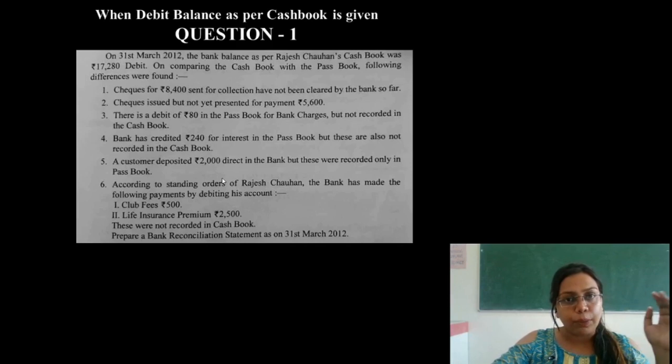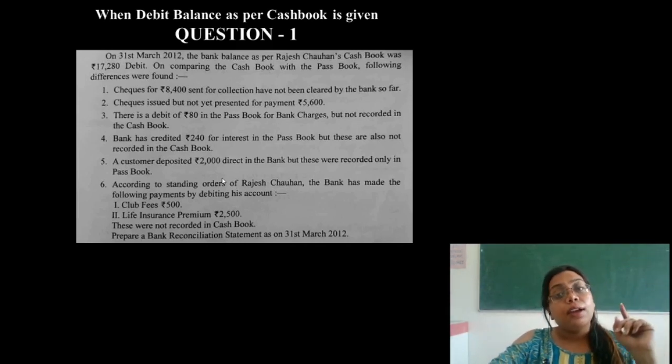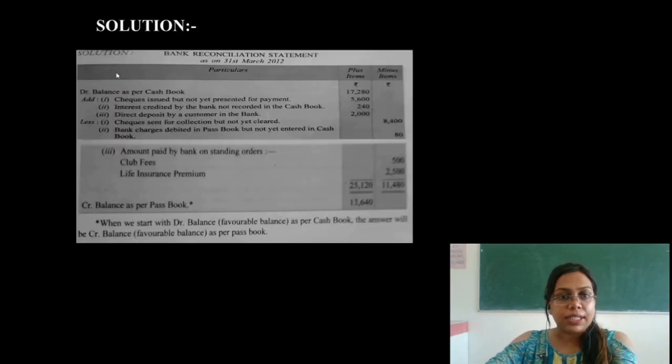So we will now have to prepare a BRS. The first important thing we have to see here is that we are starting from debit balance as per cash book. It is written debit and it is written cash book. So we will start from debit balance as per cash book, that is 17,280. You can see in the solution that we will start. Firstly, this is the format of BRS.